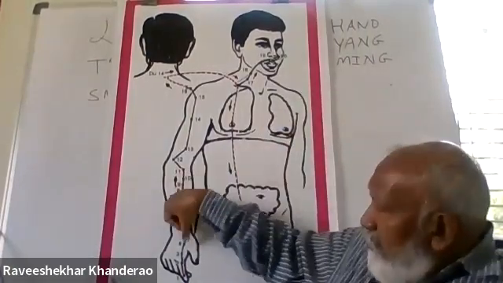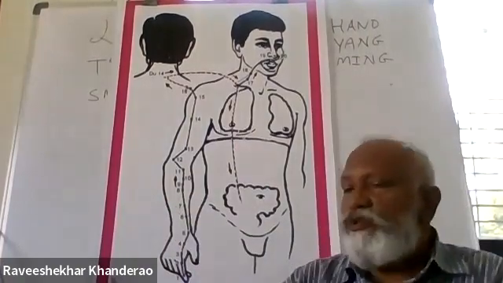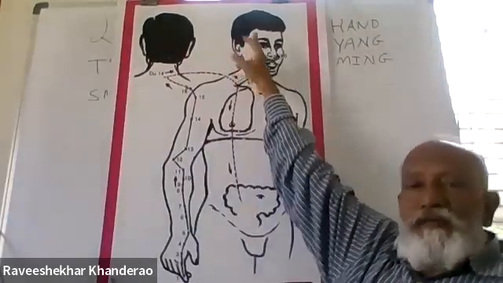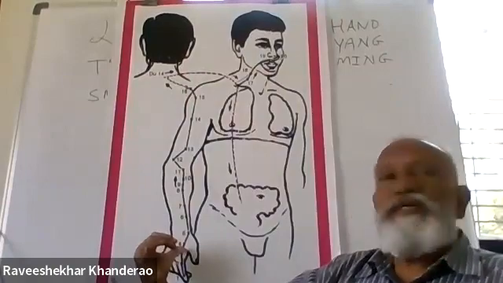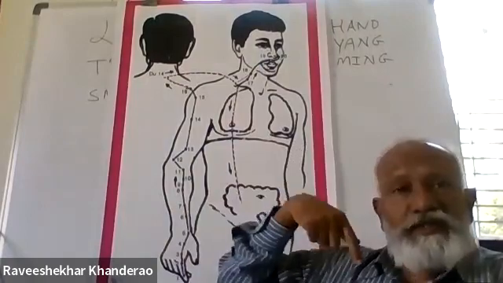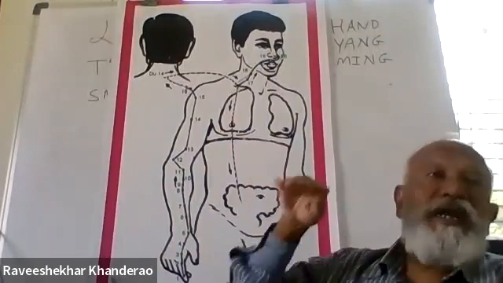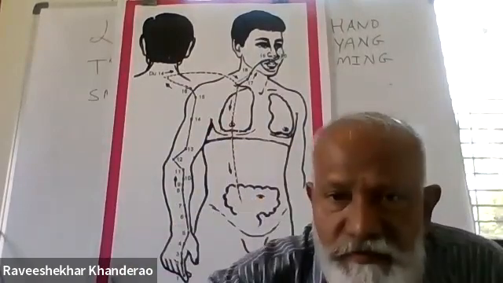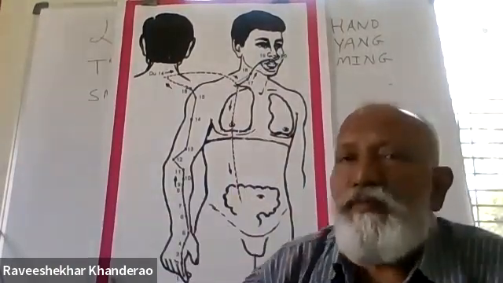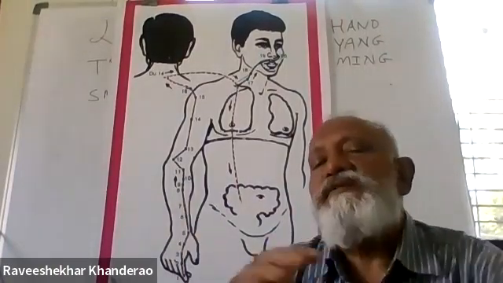Li4, this point, which is there on the large intestine meridian, is used to treat facial paralysis. Now see, facial paralysis, the face is here and the large intestine meridian is here. So when a point is away from the site of the ailment, then that point is called a distal point. Are you getting that? It is called a distal point.